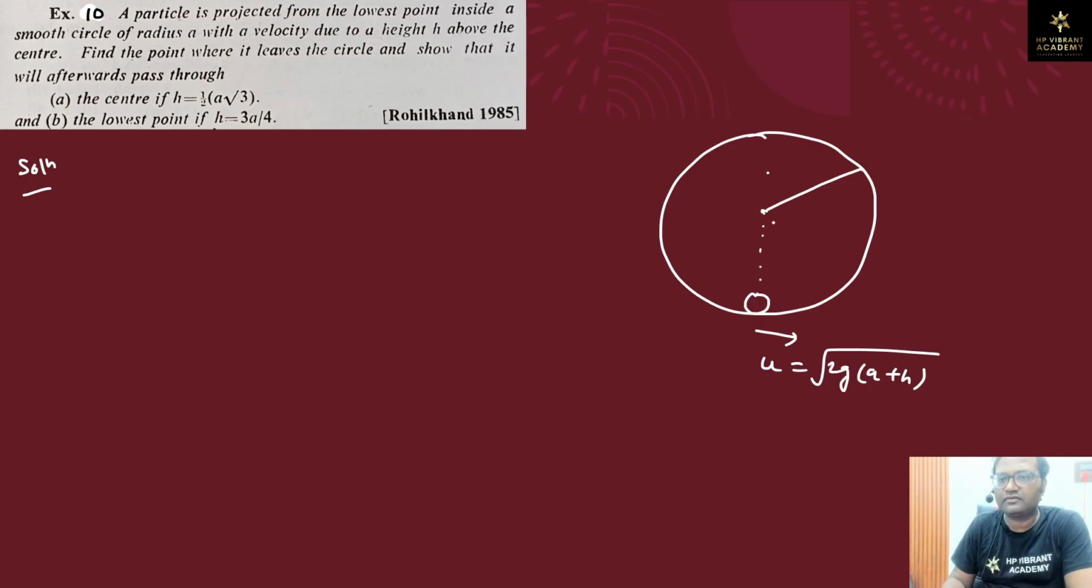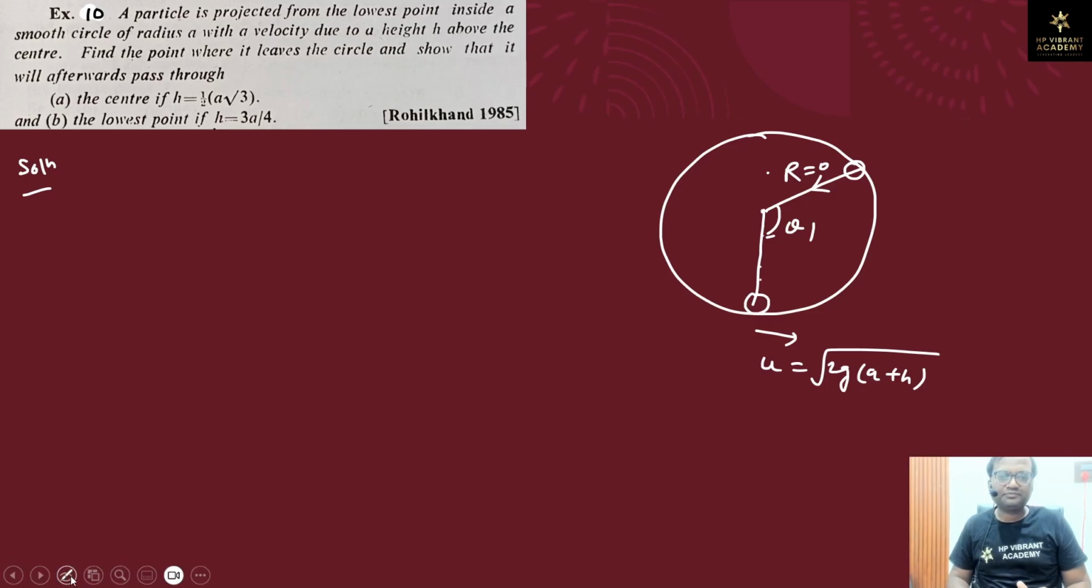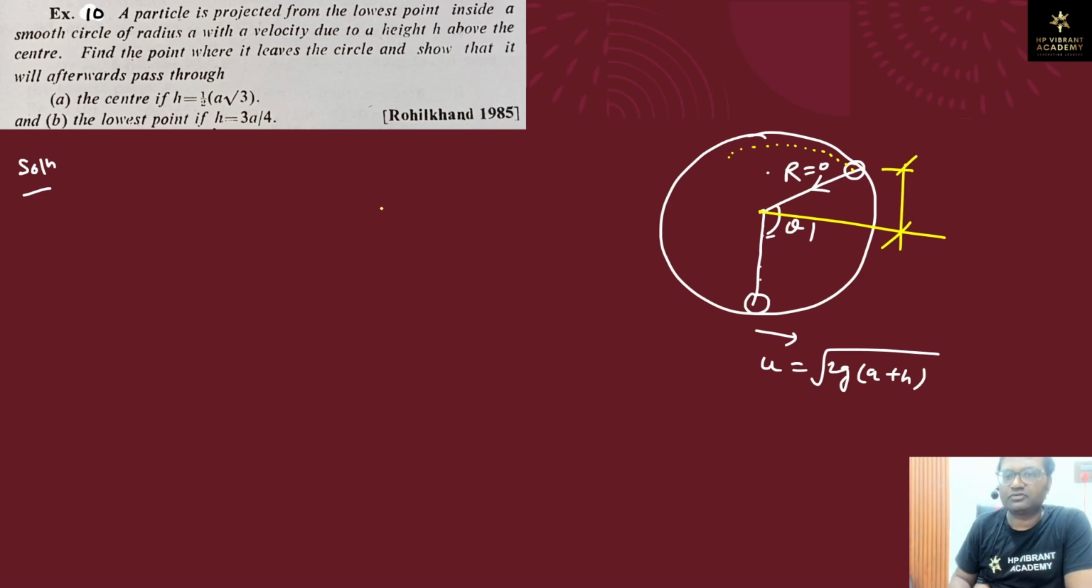Let us consider that at an angle of theta 1, the reaction becomes 0. So R is equal to 0. By the statement that reaction becomes 0, we mean that at this particular point the particle will leave the circular motion. It will leave the circle and start following a parabolic path like this. So we have to find at what height from the center it will leave the circular motion.